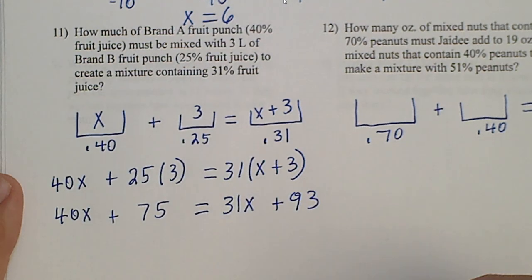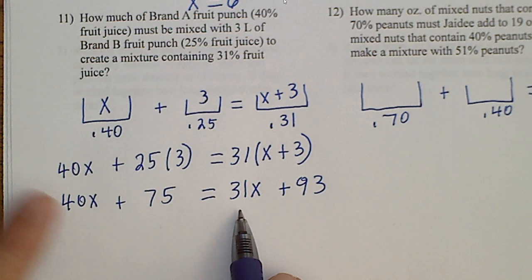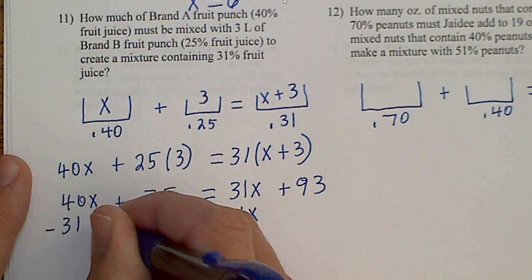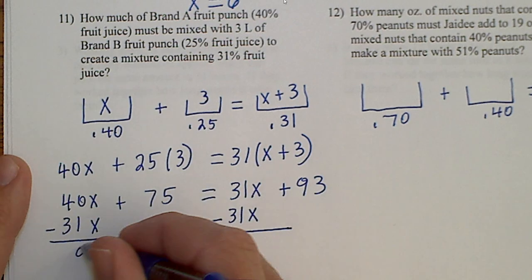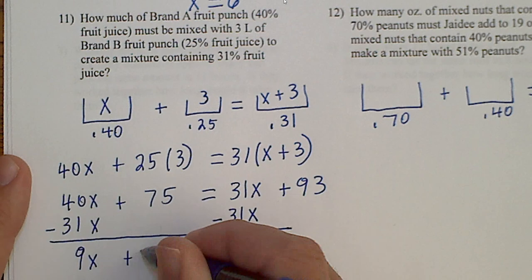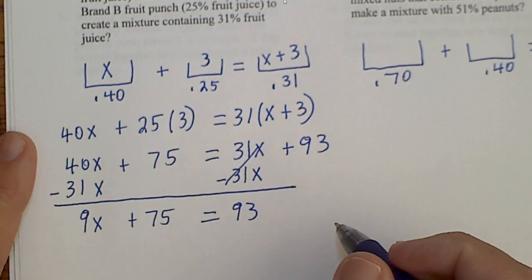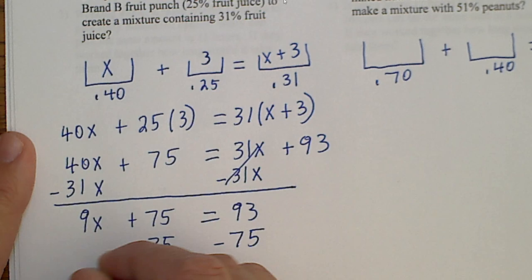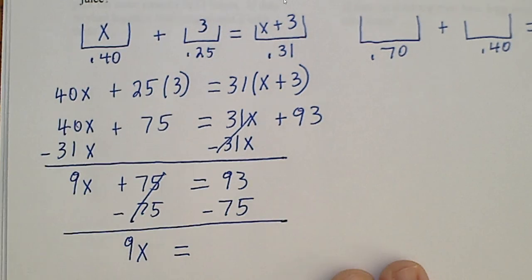Okay? And then continue, variables on both sides. So get the variable to one side, subtract the 31x from each side. So let's see, I believe this is going to be 9x plus 75 equals 93. And then we subtract our 75 from each side. So 93 minus 75 gives us 18.